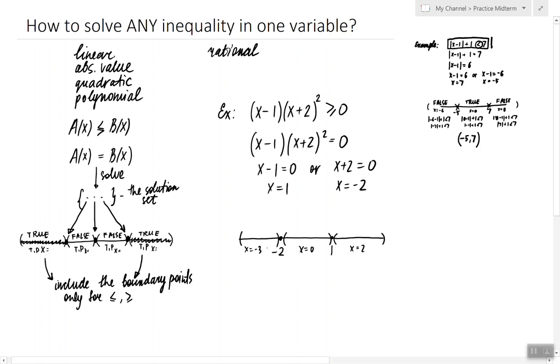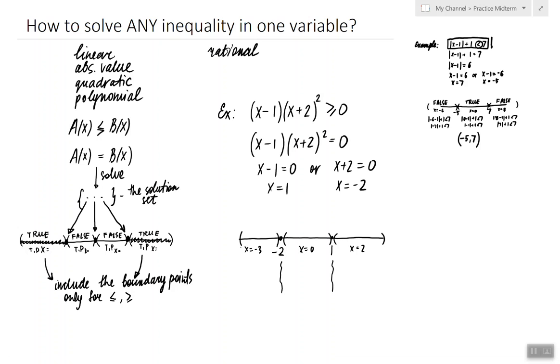And at each of these test points, now I test my inequality. Now, when you're testing your inequality with polynomials, most of the inequalities that you'll have to solve will have 0 on the right side. That means it suffices to just keep track of the sign of the expression. So we don't have to actually compute the entire expression. We can just keep track of signs, whether it's plus or minus, and based on that decide whether the overall expression is positive or negative.